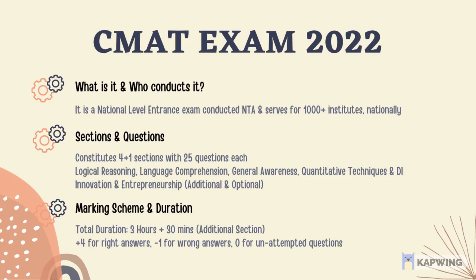Last year, a new section was introduced, namely innovation and entrepreneurship. This section is not mandatory for all students, it is optional, and an additional 30 minutes are awarded for this section. So for every correct answer, the candidate is awarded a +4, making the total marks for the exam 400. The maximum marks is 400, and there is a -1 for every wrong answer. There is no negative marking for any unattempted question.